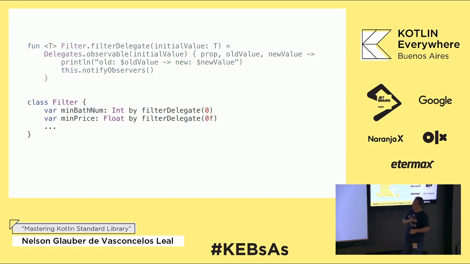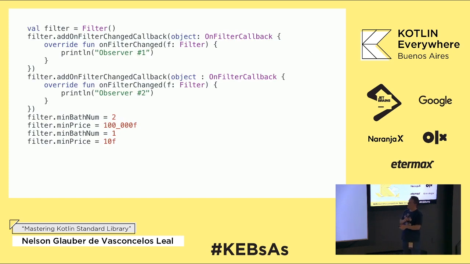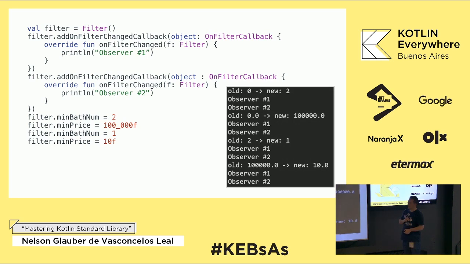Okay? So here, I'm declaring my min bath num and min price using by filter delegate. And I'll get almost the same result. If I add the observers here, I can get this result. Min bath num, before was 0, now is 2. The min price was 0, now is 100,000, and so on for the other fields.